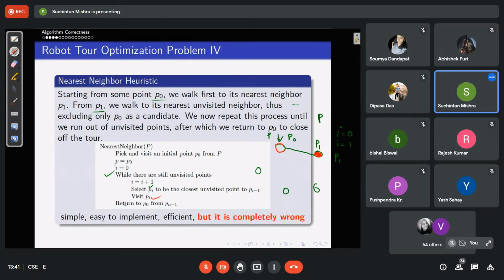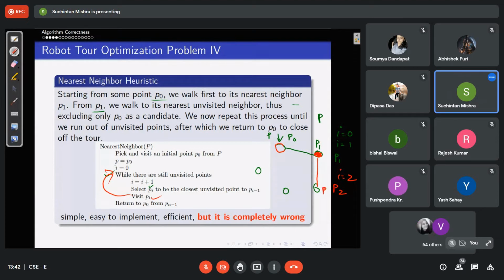Then it will go up and the while loop will execute again. Is there an unvisited point? Yes, there are 4 unvisited points. Okay, basically 3 unvisited points. So now I will become 2. Now I have to select my P2. P2 should be selected from P1, which is its nearest neighbor. So let this be now P2.